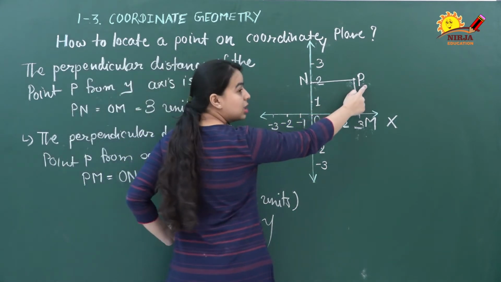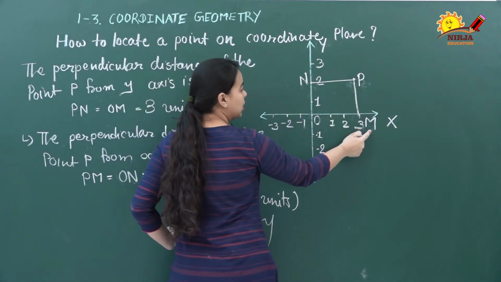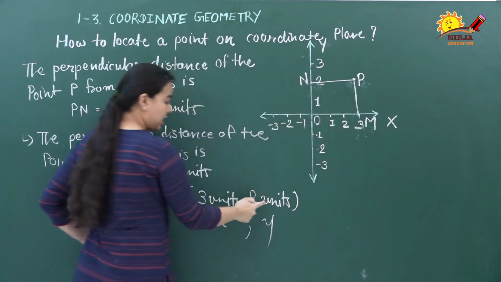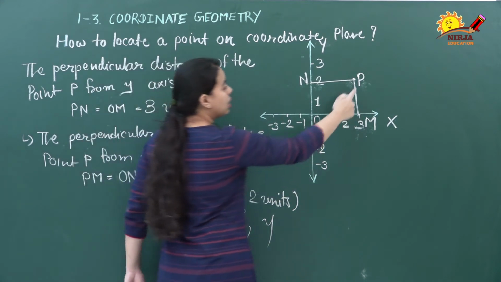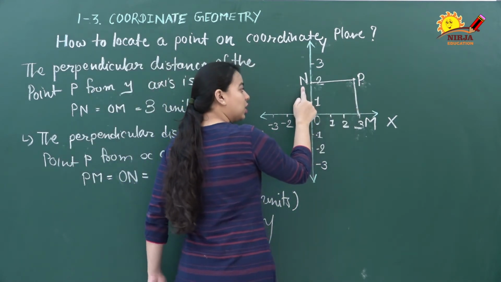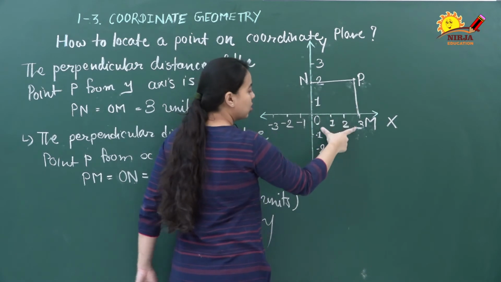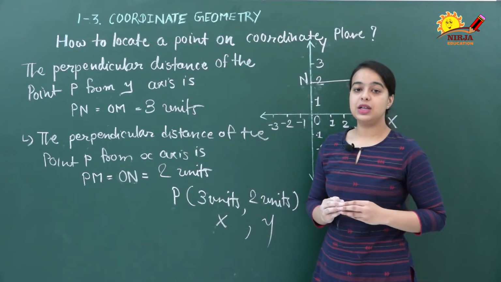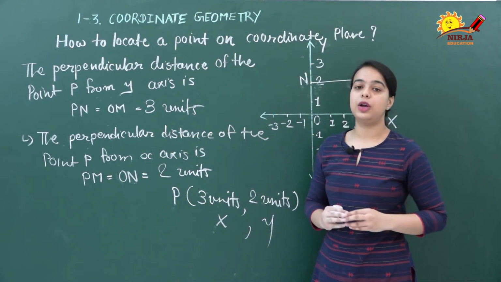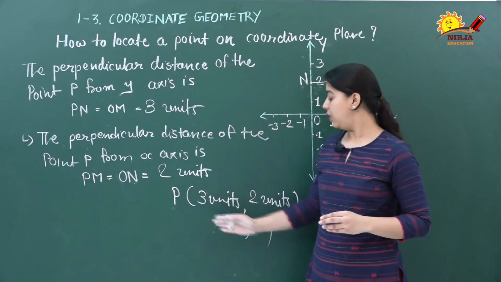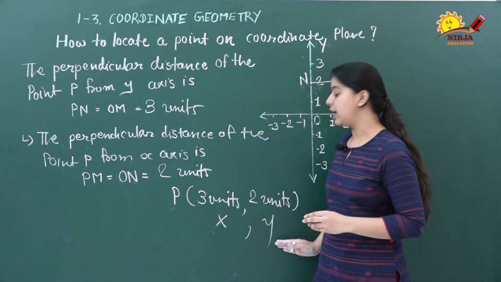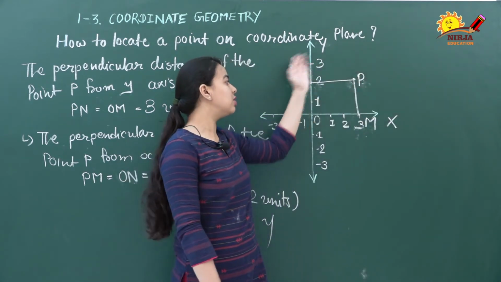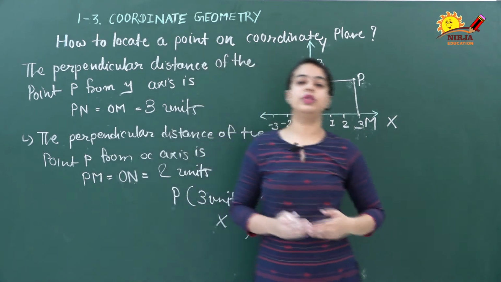The perpendicular distance of P from the x-axis is ON, which you can consider as the y coordinate, which is 2 units. The perpendicular distance of point P from the y-axis is equal to PN, which is OM, which is 3 units, and which you can write as the x coordinate. So my dear student, this way we can locate any point on our coordinate plane with the coordinates. If coordinates are given then also we can indicate the point, and if the location of a particular point is given then also we can find the respective coordinates of the given point.